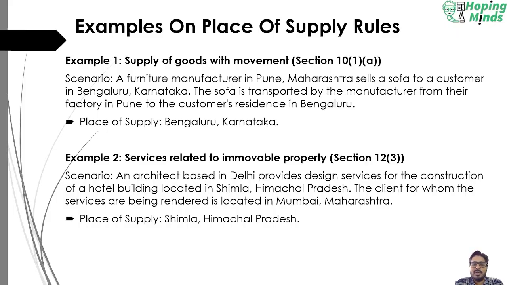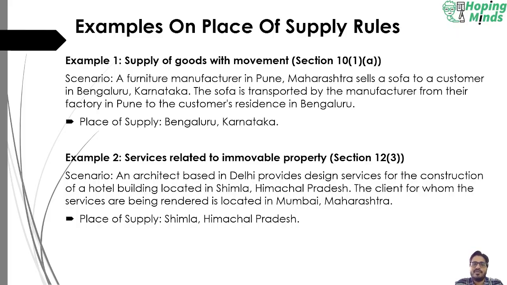According to GST place of supply rules, when a supply involves the movement of goods, the place of supply is the location where the movement of goods terminates for delivery to the recipient. So since the supplier is resident in Maharashtra, and the place of supply, that is the recipient location, is Karnataka, they are different, hence IGST will be charged.